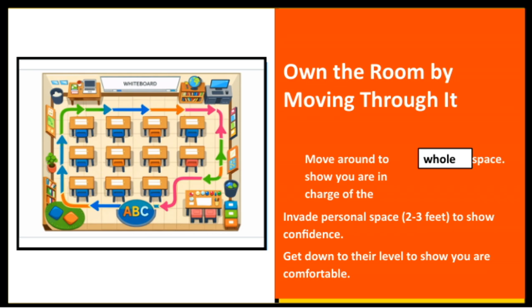Now, moving around the space is also crucial. By walking through the room intentionally, you show that you're in charge. It keeps your energy dynamic and engages your audience more effectively. Overall, owning the room is about being present, confident, and deliberate with your movements. It's not just about standing still, but actively controlling how you occupy the space. When you do this well, you project authority and make your message more impactful.